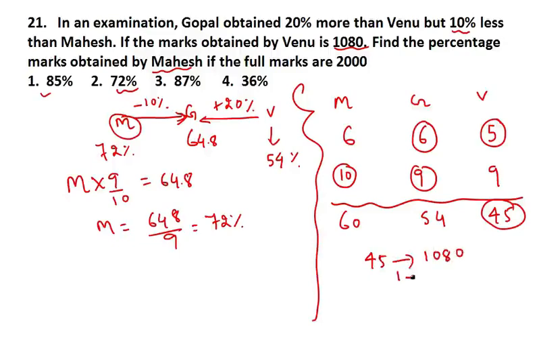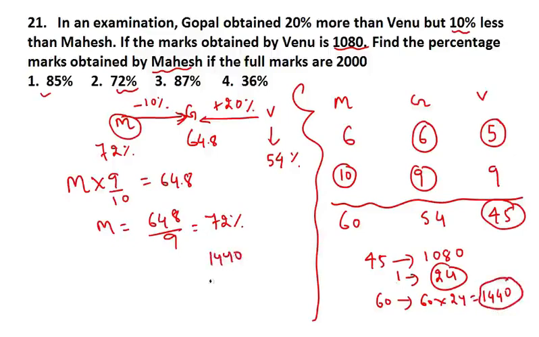This is Venu. Here Venu's mark is given as 1080. So how much does one represent? One will represent 24. So you want Mahesh's mark. Mahesh got 60. So if 1 represents 24, then 60 will represent 60 times 24. How much will it be? It is going to be 1440. Now this is what Mahesh got. 1440.